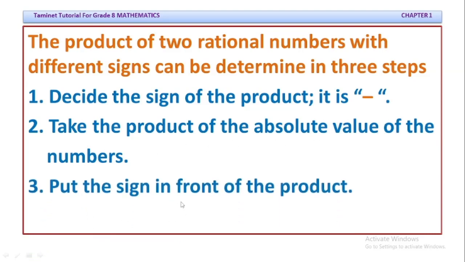Then finally put the sign in front of the product. The sign will be what? The negative sign.